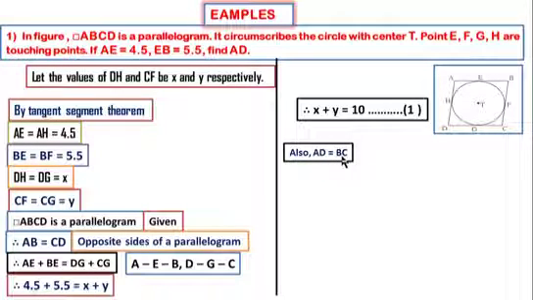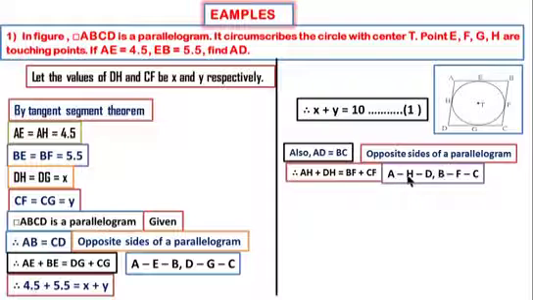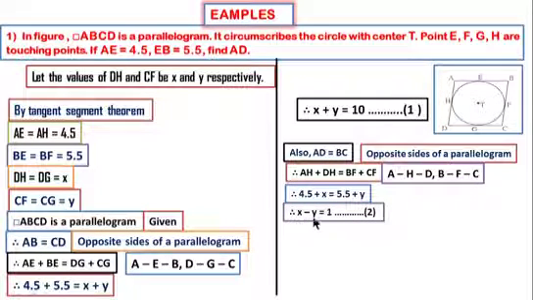Also, AD is equal to BC, opposite sides of a parallelogram. Therefore, AH plus DH is equal to BF plus CF, that is, AHD and BFC. And therefore 4.5 plus X is equal to 5.5 plus Y. Therefore X minus Y is equal to 1. This is equation 2.